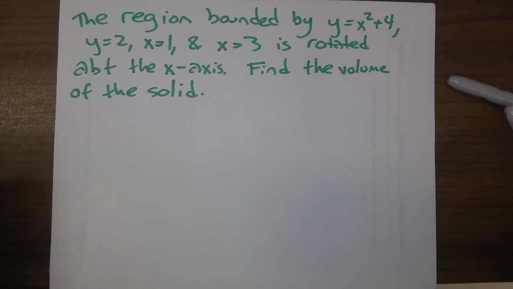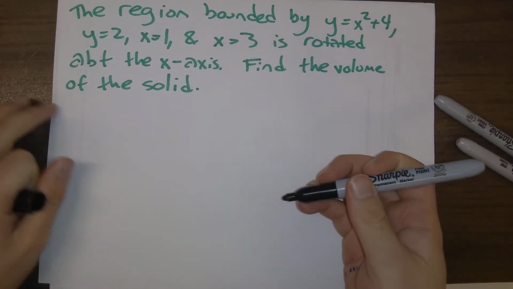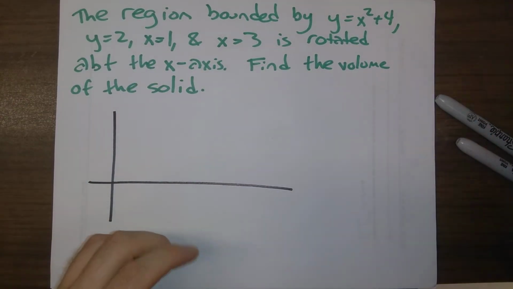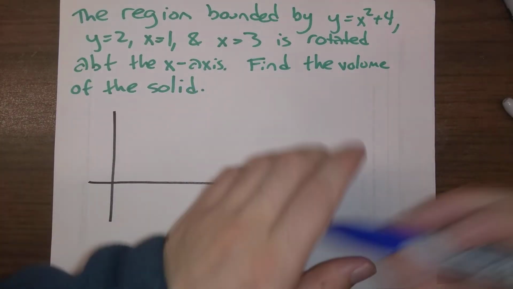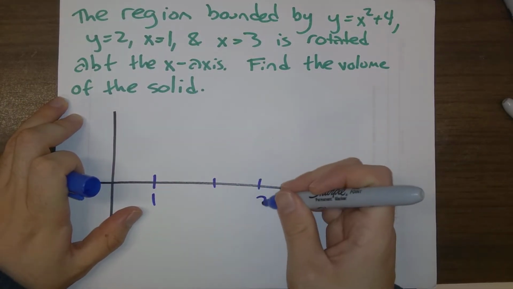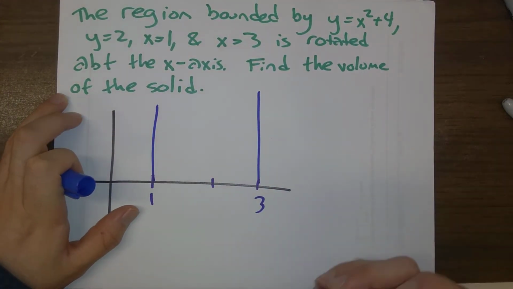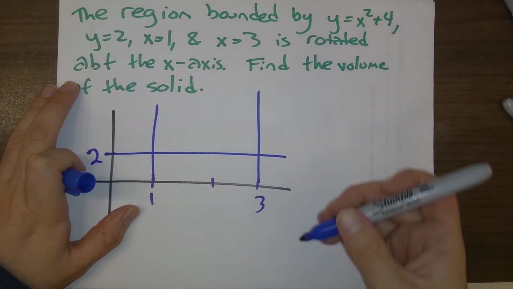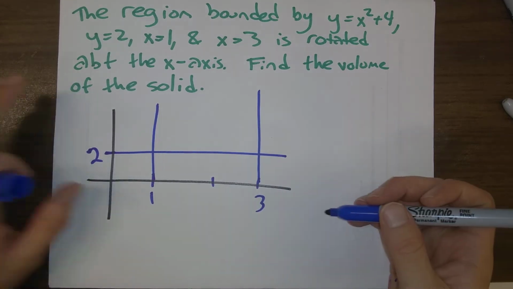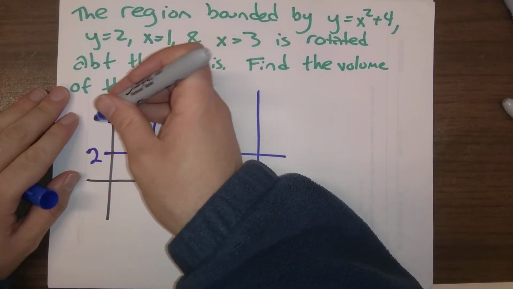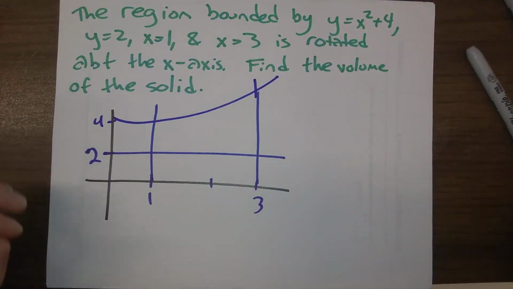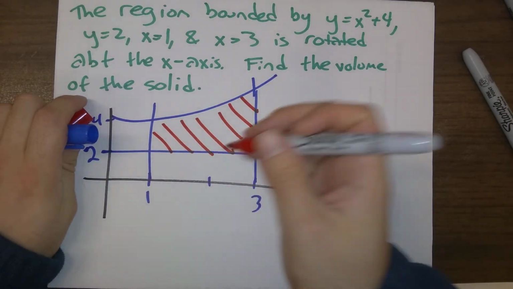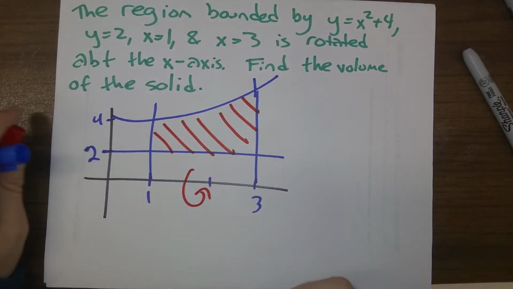The region bounded by that handful of curves, y is x squared plus 4, y is 2, x is 1, x is 3, is rotated about the x-axis. Let's draw a picture of what's going on. So x is 1 and x is 3. There are two bounding curves. y is equal to 2, and y is x squared plus 4, and that starts at 4 and goes up. And so this is the region that we are revolving around the axis.